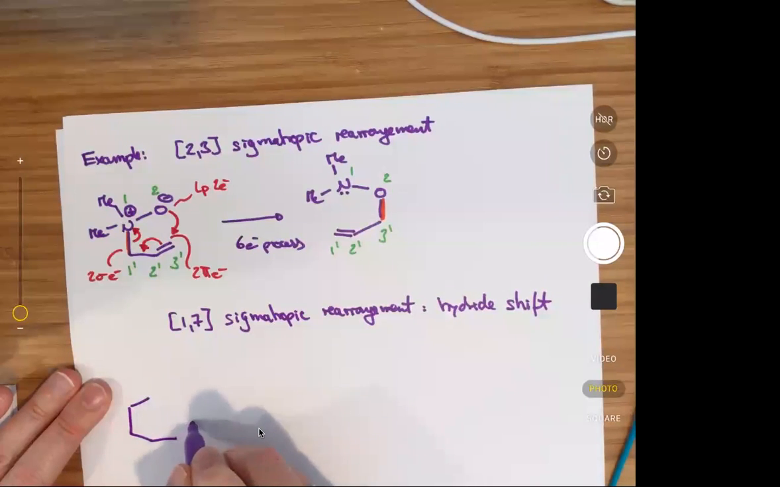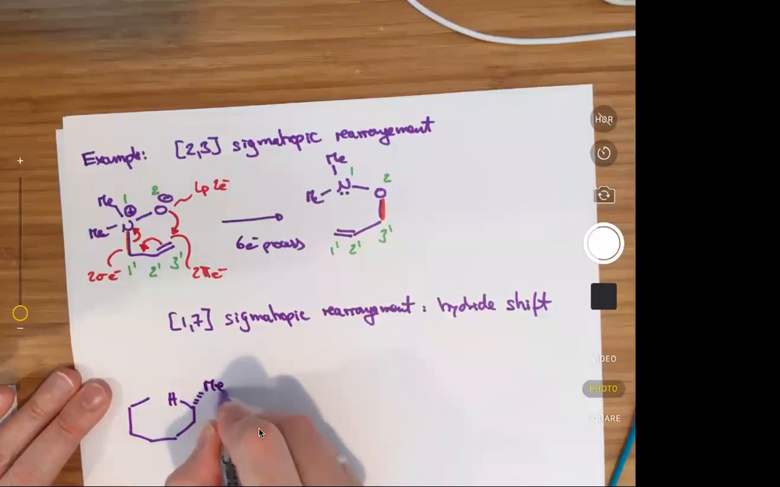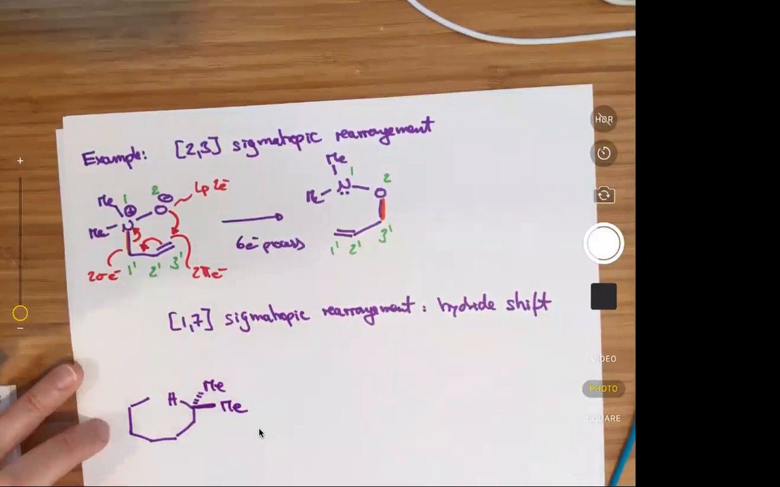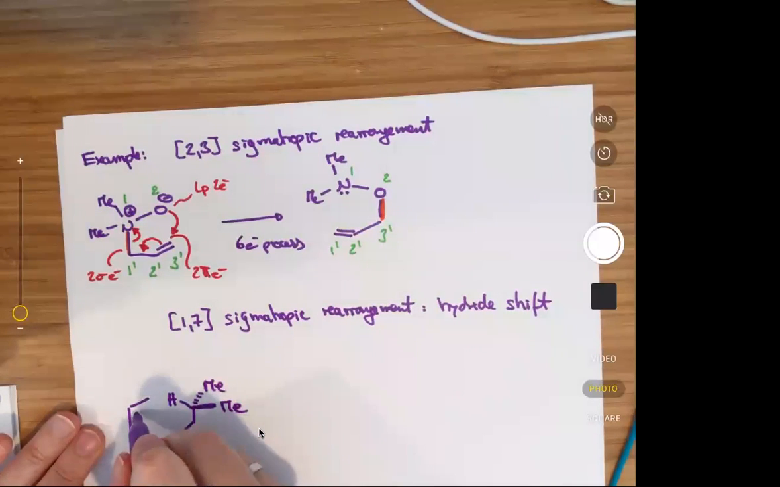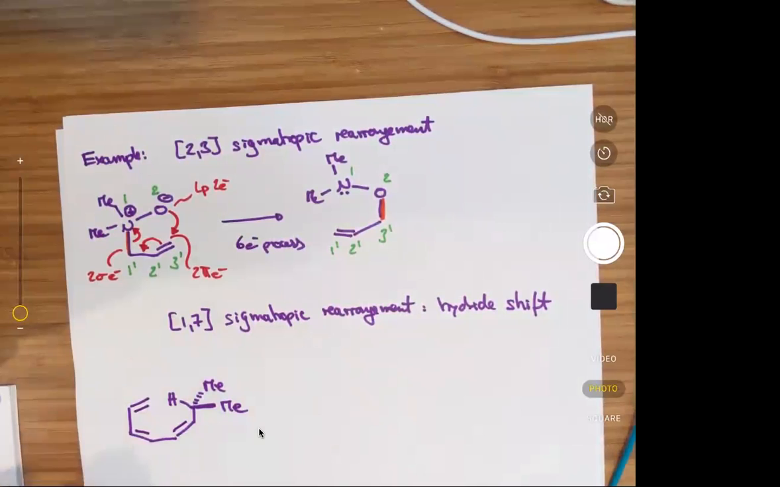Let's draw this out, and then let's make sure we can fit everything in here. Let's put the hydrogen here. And then let's put two substituents here so we can keep track of the ends of the pi system. And a double bond here, and a double bond over here.